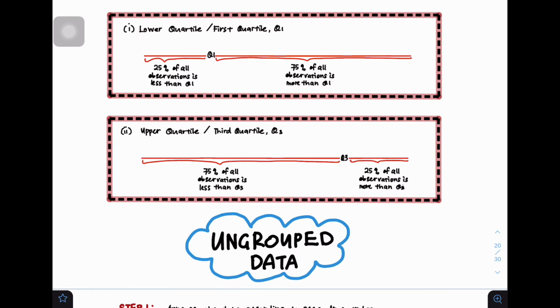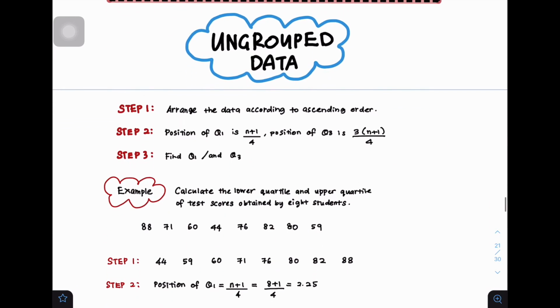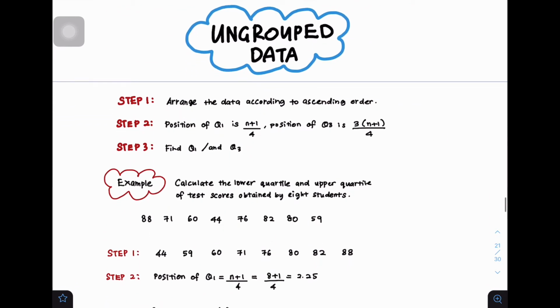Alright, so we have formula on how to find the quartile for the ungrouped data and also the group data. So first we see what is the step on finding the quartile for the ungrouped data. Okay, so the step number 1, you need to arrange the data according to the ascending order. So dia sama juga step macam kita nak cari median tadi. Okay, so kita nak cari nilai quartile, kita kena arrange, susun kita punya data kepada ascending order.